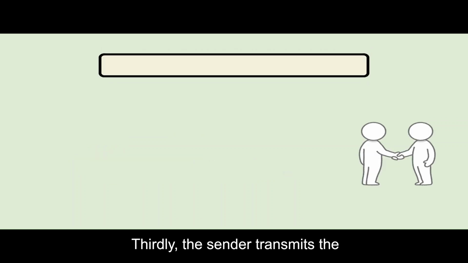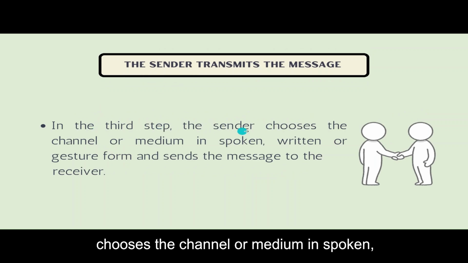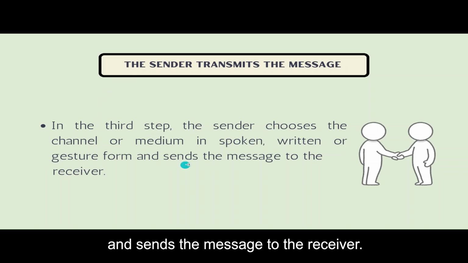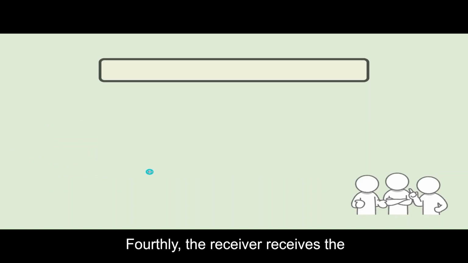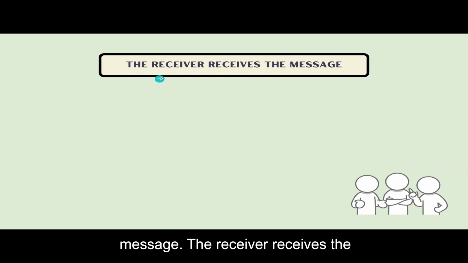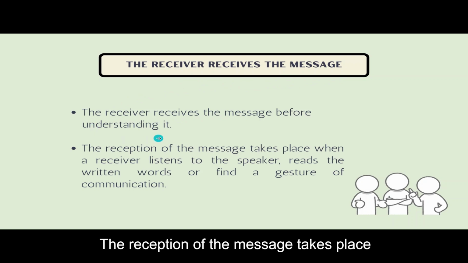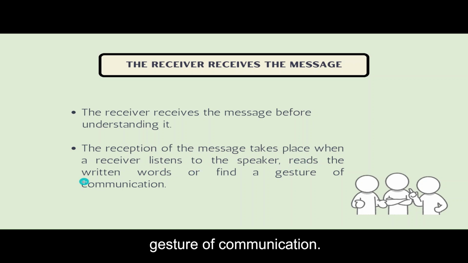Thirdly, the sender transmits the message. In the third step, the sender chooses the channel or medium, in spoken, written or gesture form, and sends the message to the receiver. Fourthly, the receiver receives the message. The receiver receives the message before understanding it. The reception of the message takes place when a receiver listens to the speaker, reads the written words, or finds a gesture of communication.